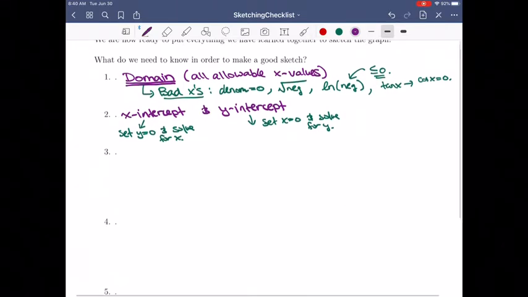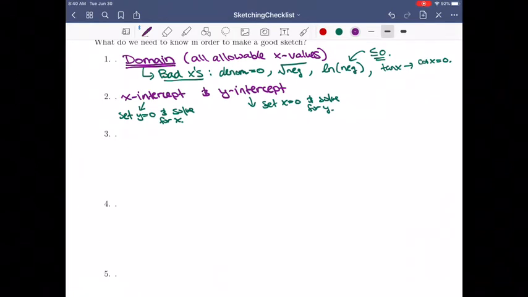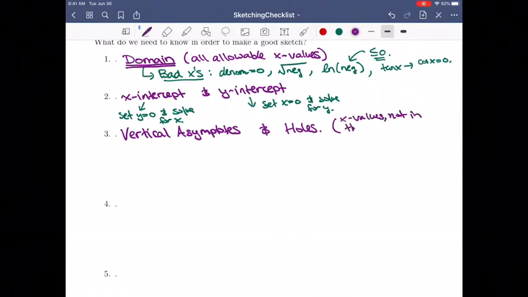So now something that kind of goes with the domain is, for all the bad x values, you want to think what happens there. You might have a vertical asymptote. So you want to know if there's vertical asymptotes, and the holes, if there's a hole in your graph. So these are x values that are not in the domain. Okay, so how do I tell the difference?